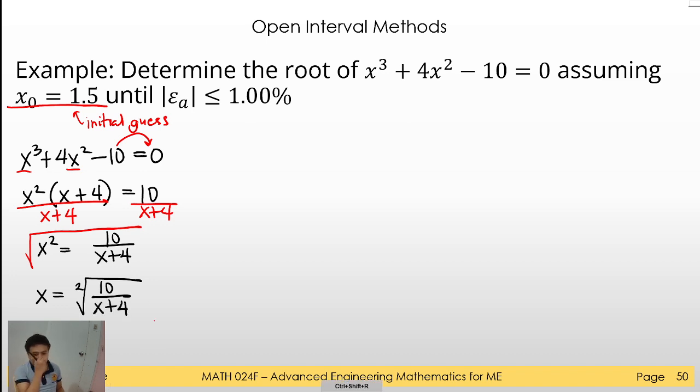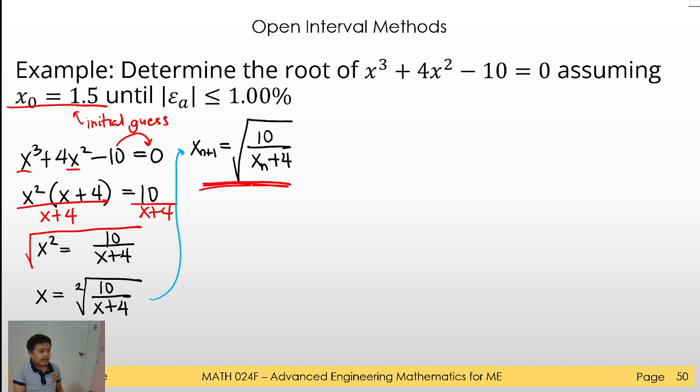So this will now be our iteration scheme or iteration function, wherein our present approximation is equal to the square root of 10 over x sub n, which is our past approximation or previous approximation, plus 4. Okay, so we will utilize this for our calculator.